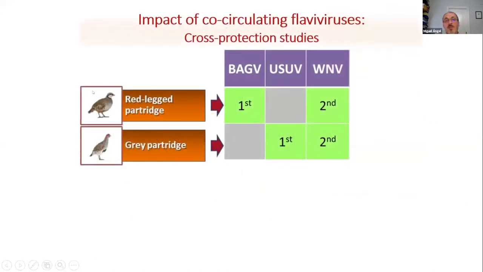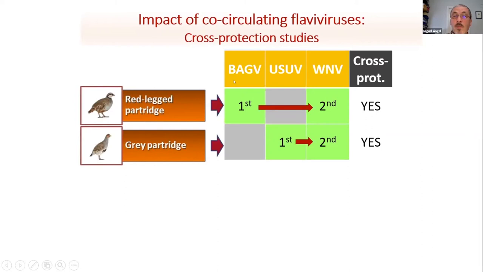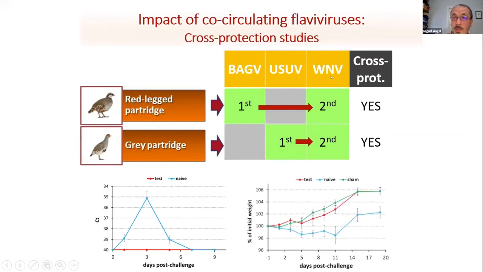Another set of experiments was intended to assess whether co-circulating flaviviruses can cross-protect from lethal infections of West Nile virus. And well, the result is that yes, previous experimental infection with Bagaza virus or with Usutu virus protected from a lethal infection with West Nile virus.